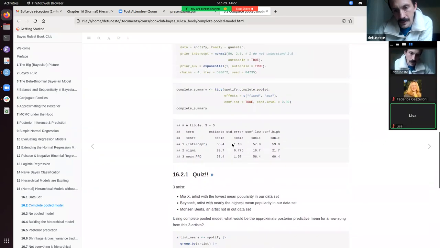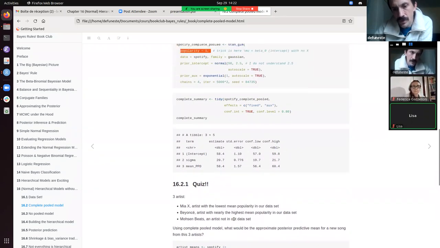Quiz. Oops, I have to hide it. So, let's say we have three artists. Mia X, an artist with the lowest mean popularity in our data set. That's maybe why I don't know her. Beyonce, well, I know Beyonce, has nearly the highest mean popularity in our data set. And the third is an artist outside of the data set, for whom we do not have any songs. Using this model, what will be the approximate posterior predictive mean for a new song for these three artists?